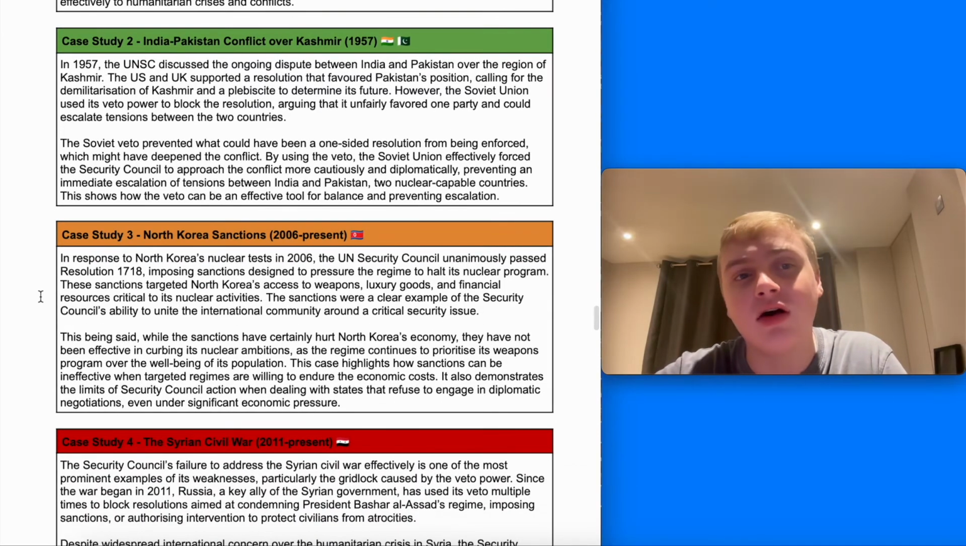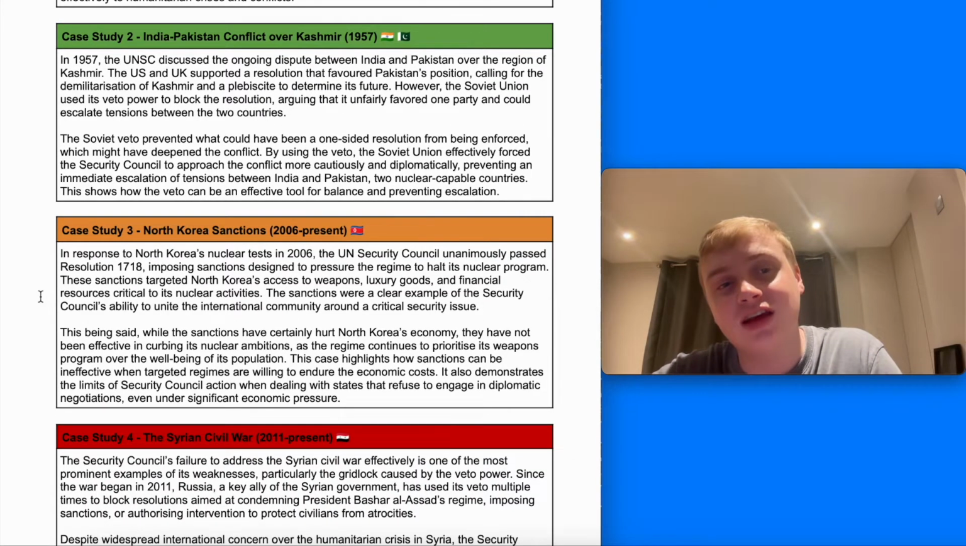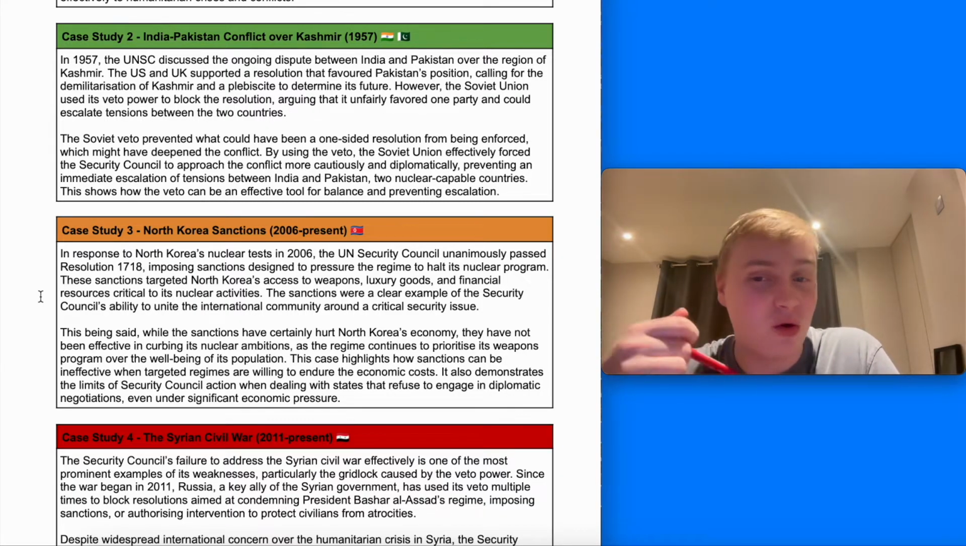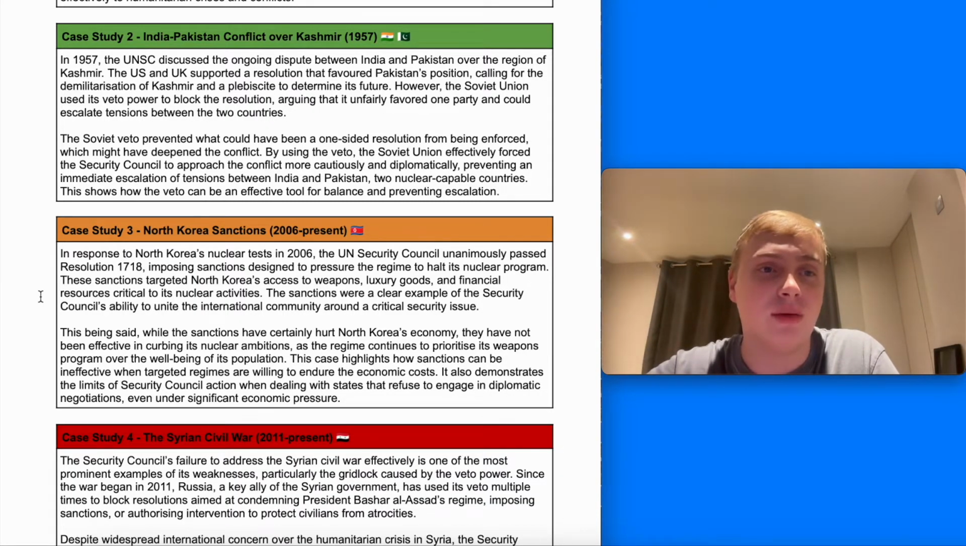Another case study, and this is a bit of a different one, is in relation to the India-Pakistan conflict over Kashmir. It's a really old example, but it's actually one where the veto can be argued to be successful, because we're going to have a lot of examples of the veto being ineffective. I thought I'd give one from the other side as well.